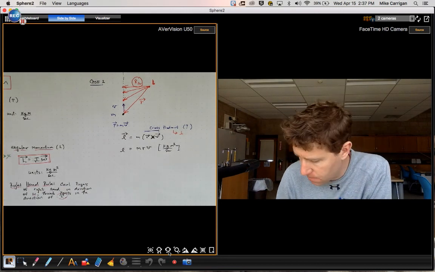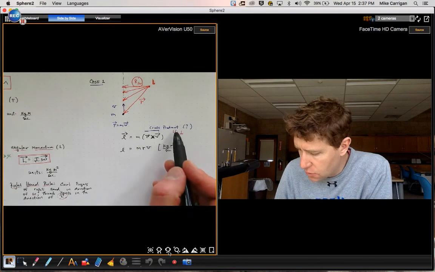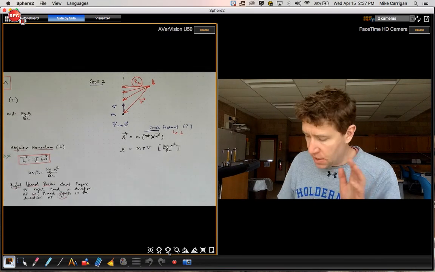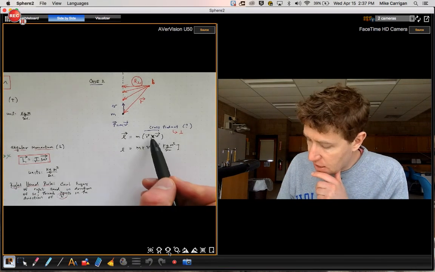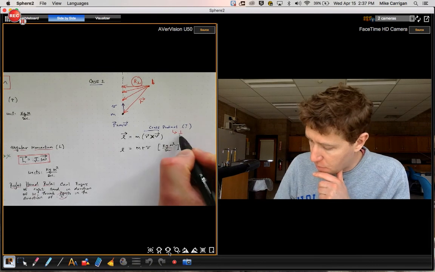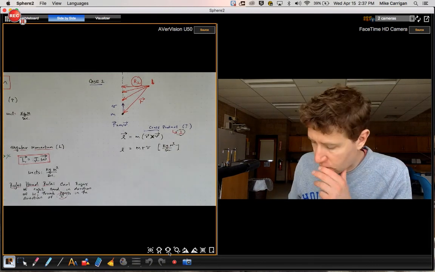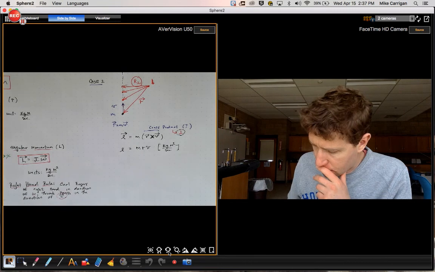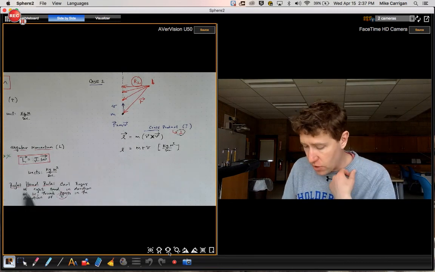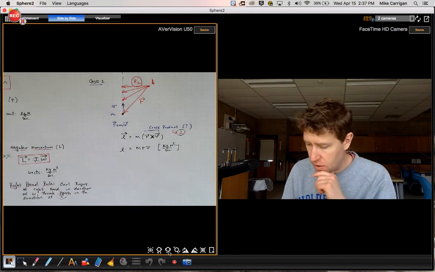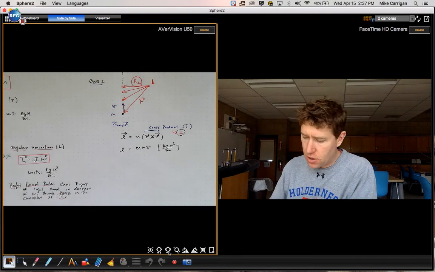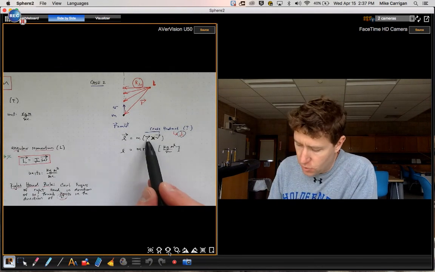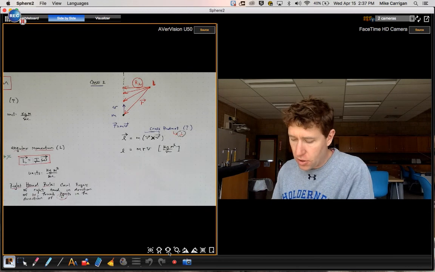That's significant. So again, the cross product for our purposes means that we're interested in the perpendicular components. Once again, we can use a right-hand rule to determine the direction. It's a little bit trickier here. I have to do the right-hand rule between R and V.